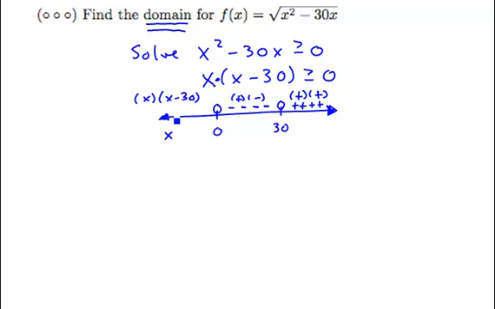If I look to the left side of 0, again, I'm looking at the product of 2 numbers, x and x minus 30, and I'll just investigate the signs of those 2 pieces. Since x is less than 0, the x term will be negative, and subtracting 30 will also make it negative. But notice in here, we've got the product of 2 negative numbers.